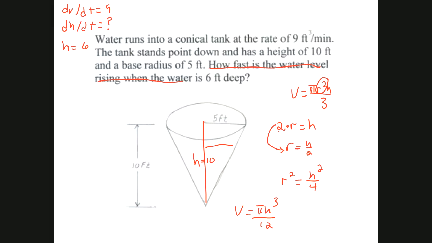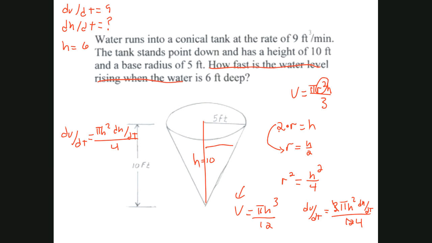Now the whole problem is basically, can I take a derivative of this thing? Well, the derivative of this should be pretty easy, isn't it? dV/dt is equal to, bring the 3 down, so this is going to be 3 pi h squared dh/dt over 12. That is my derivative. Now, I would reduce. I would make this a 4. So dV/dt is equal to, what do we have now? Pi h squared dh/dt over 4.